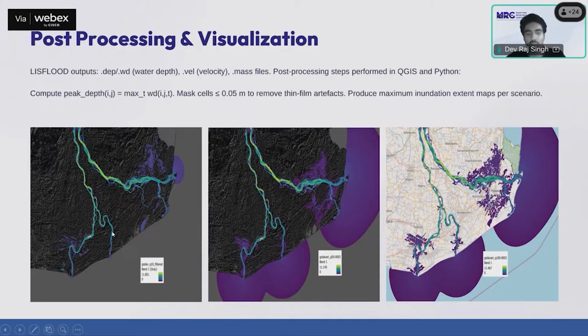So the first one is Godavari Q10, which is like the 90% probability discharge. Second is Q50 and third is Q100. Now, as you can see, the flooding region increases as we go towards Q100, because the water discharge increases, and this is like the flooding once in 100 years, once in 50 years, and once in 10 years.